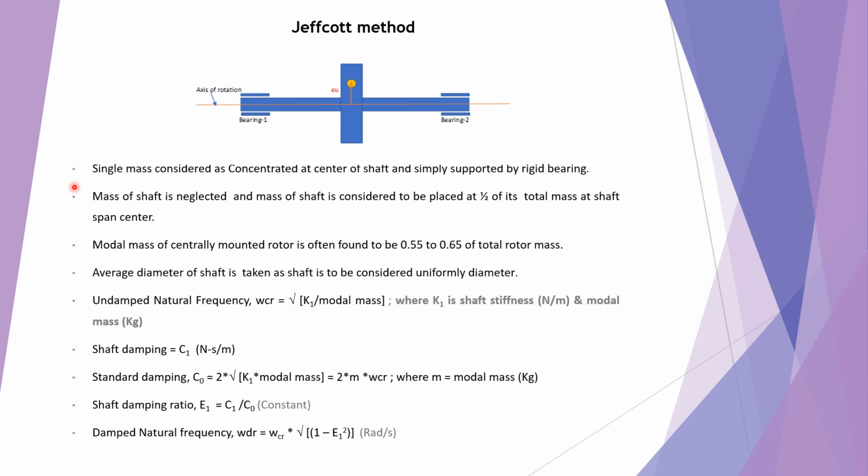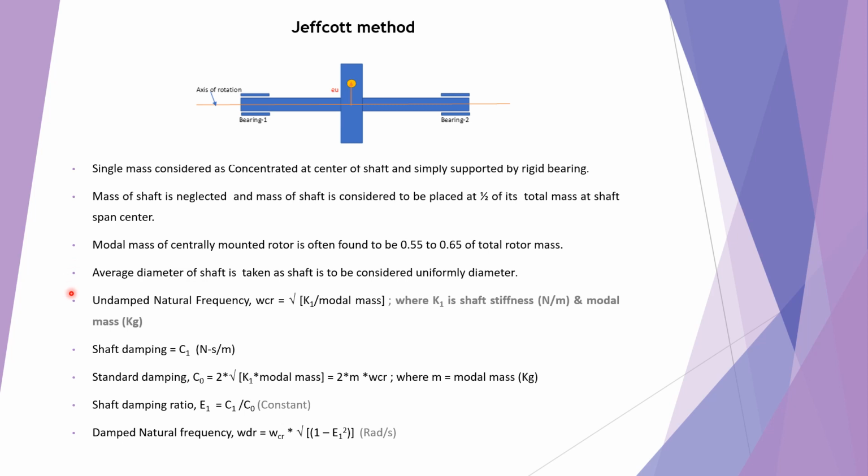Mass of shaft is neglected. So mass of shaft is considered. Now it is converted and placed at half of its total mass at the shaft's center span. So the total mass is distributed and half of this mass is considered at the center. Then the modal mass of a centrally mounted rotor is generally 0.55 to 0.65 of the total rotor mass. That means if the rotor mass is known, 0.55 to 0.65 of it can be considered as the modal mass.